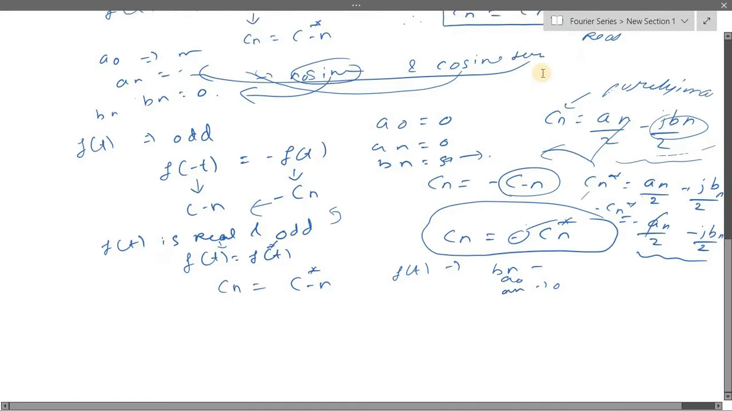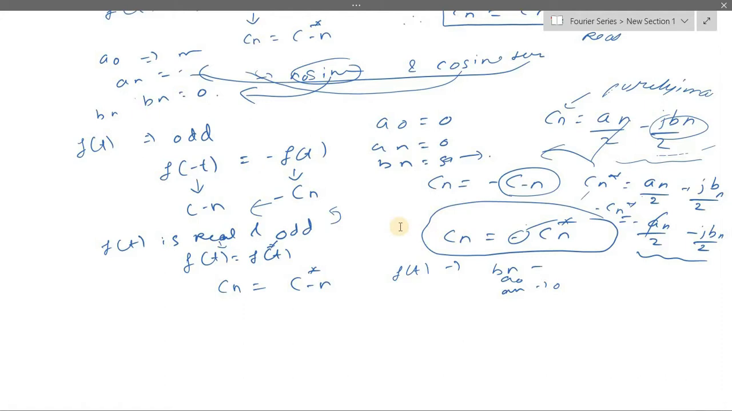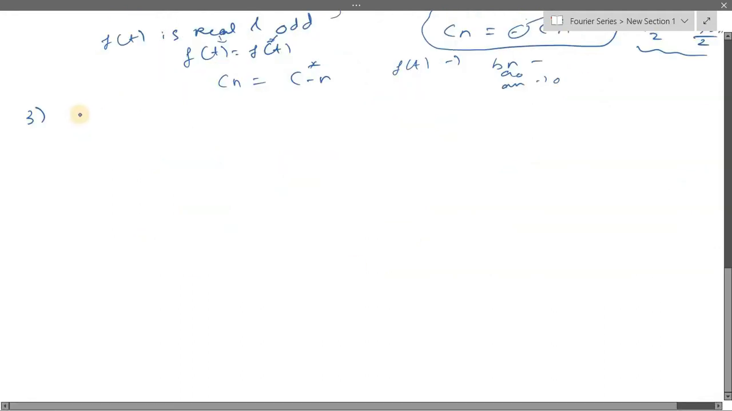Okay, so these were the two important properties, by which you can get the 1 mark sum directly. You should understand how the sine harmonics and cosine harmonics are removed when the f of t is odd or even. Now let's see the third property, which is the shifting property. Shifting is very common. You should know it in Fourier series and Fourier transform as well.